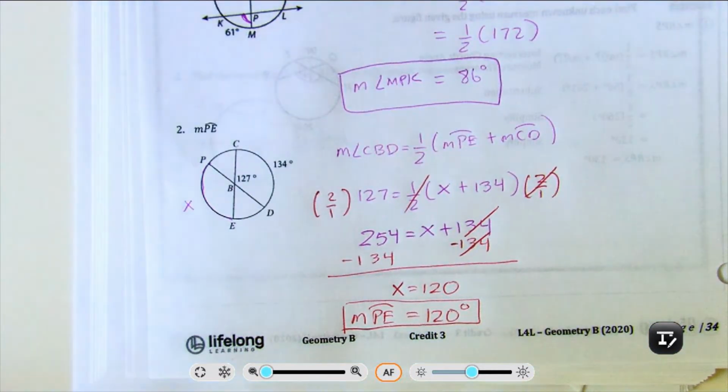Okay, so that was the intersecting chords angle measurement theorem. So that's the first theorem that we're going to be talking about in this lesson. Let's talk about the second theorem.